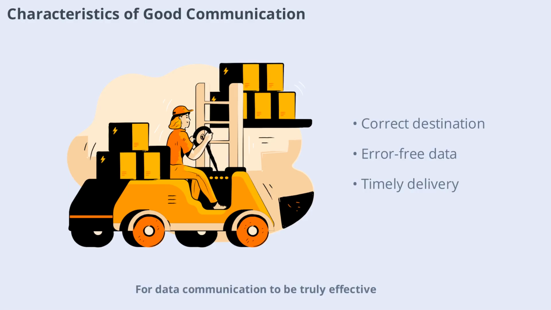For data communication to be truly effective, it must meet 3 important characteristics: delivery, accuracy, and timeliness. Delivery means the data must reach the correct destination. Accuracy ensures that the data arrives without errors, and timeliness means the information is delivered when it's needed, not too late or too early. These characteristics are essential for everything from sending emails to streaming videos, ensuring that our digital experiences are smooth and reliable.